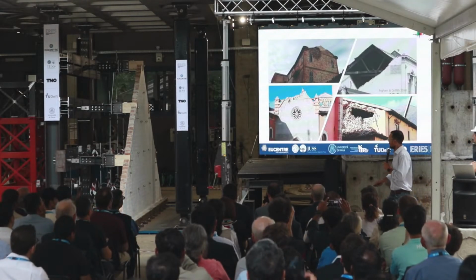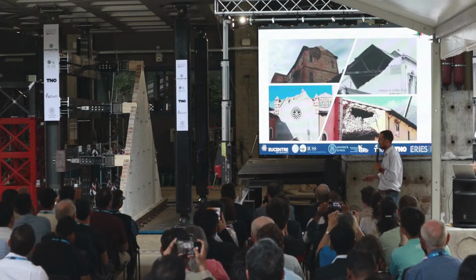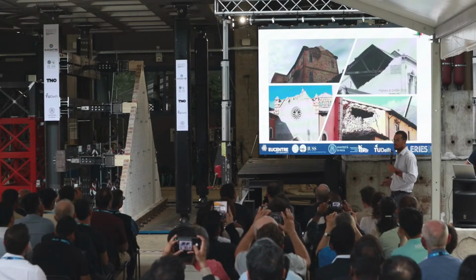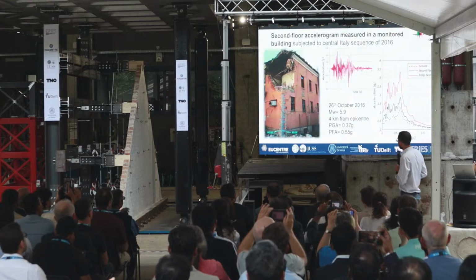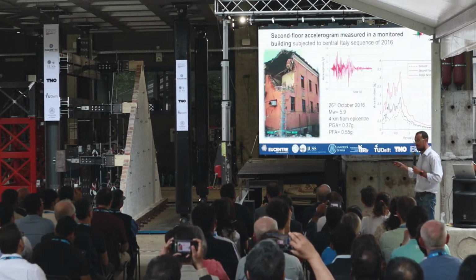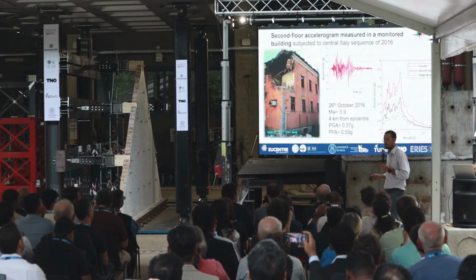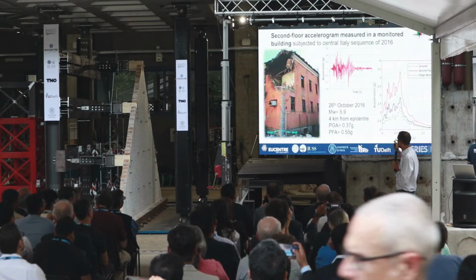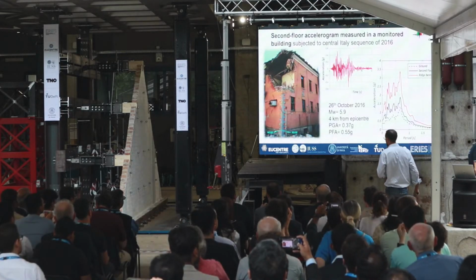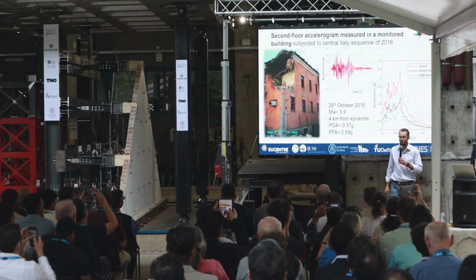As you can imagine, gable walls are relatively vulnerable or very vulnerable, and this is what we want to assess. Just a single word on our input. So what you will see today is actually a floor motion that was recorded in a monitored school in Central Italy in 2016.